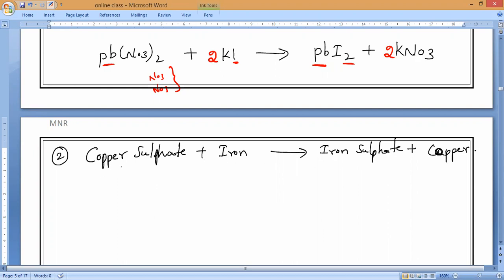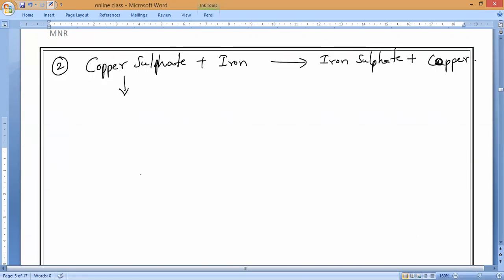Now, tell me the symbolic equation. This is the word equation. Symbolic equation, who will tell? CuSO4. Yes, you tell me how it is. Cu 2 plus and SO4 2 minus. On the other side, minus and plus 1.